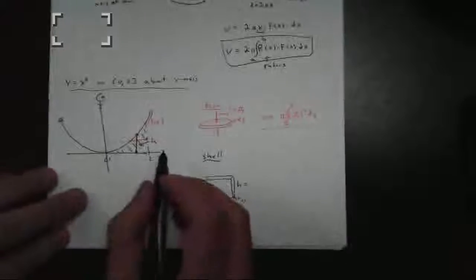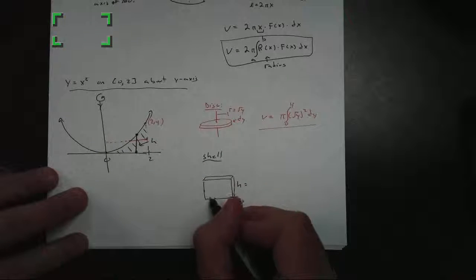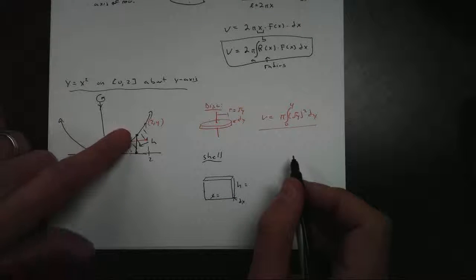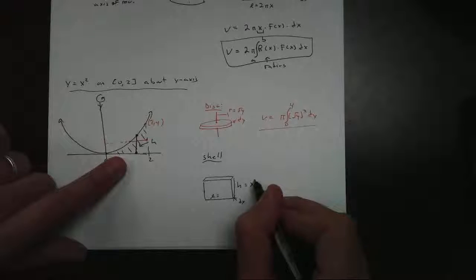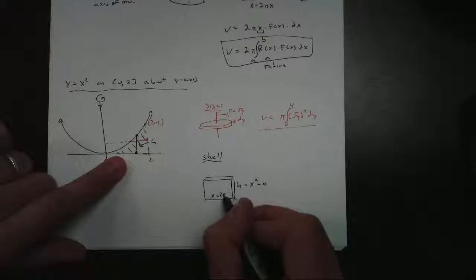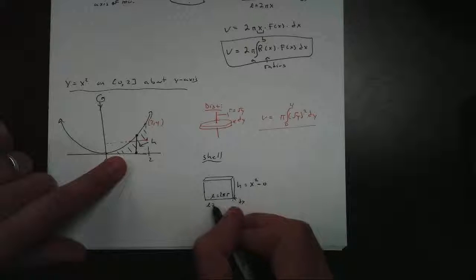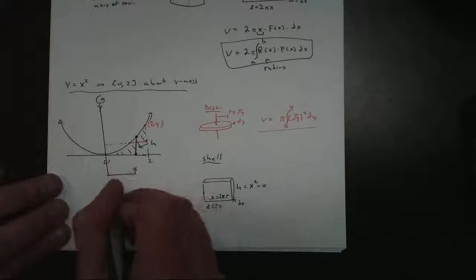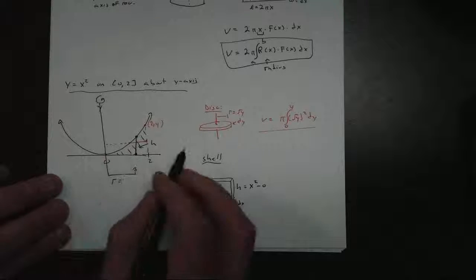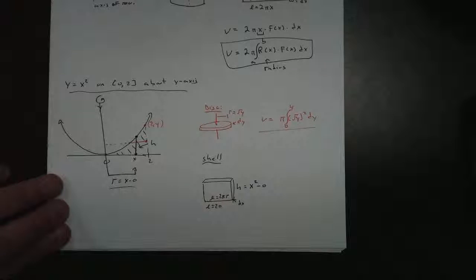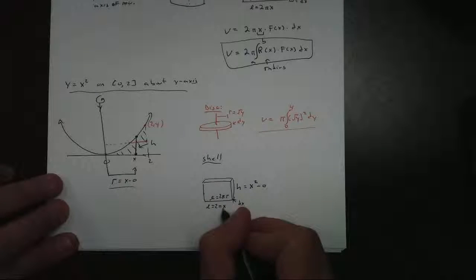Now, I have to get the length as well, so don't forget all those. To get the height, top minus bottom, it's just x squared minus 0. To get the length, we said it's 2 pi r, but be careful, we have to find r. That's r. Now remember, r is the distance, so this is some x value, it's really x minus 0. We'll talk more about that in a minute. So we get 2 pi x.